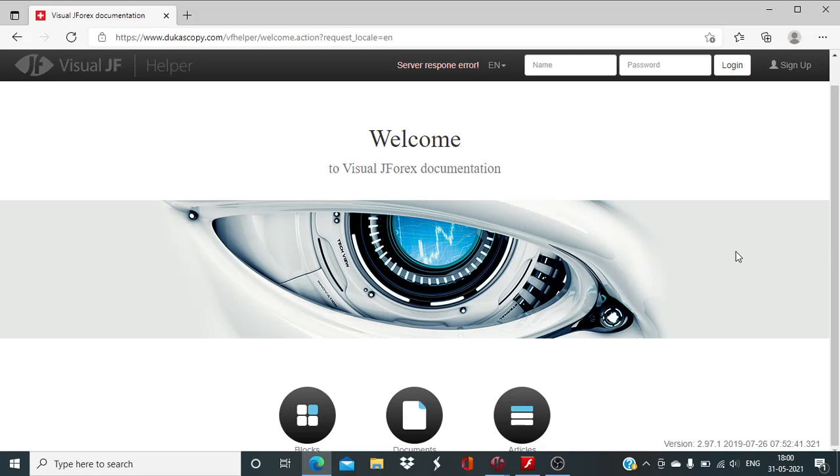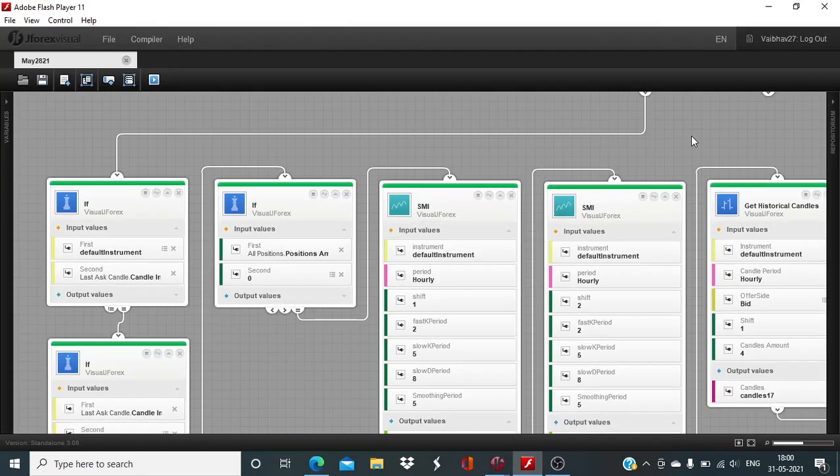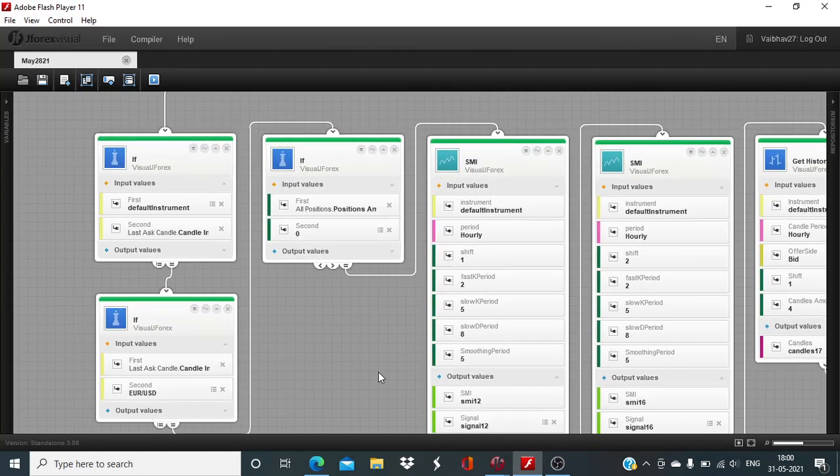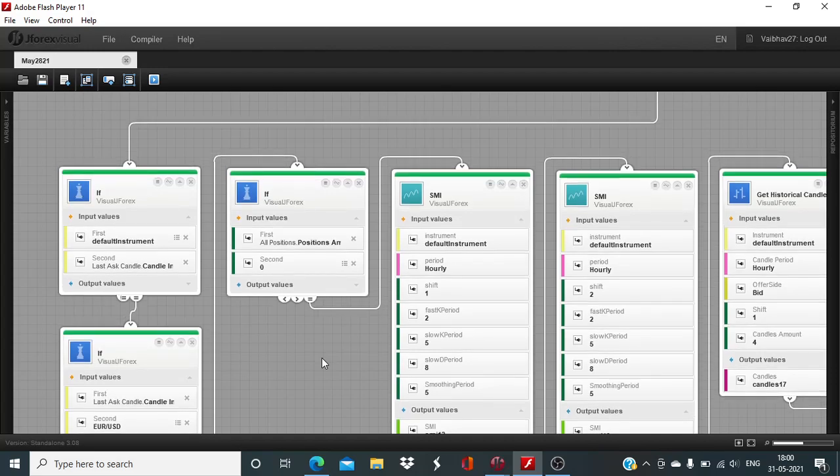In today's session of Visual JForex, we'll be continuing our work with the indicator Stochastic Momentum Index SMI. Let's get started. This is the Visual JForex board which has been developed by the Dukascopy Bank SA so that we can design and develop the algorithm in an easy way.